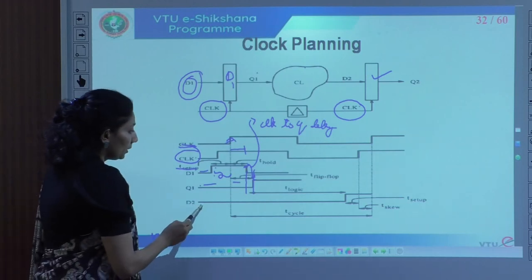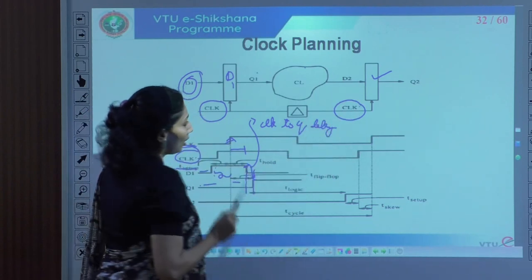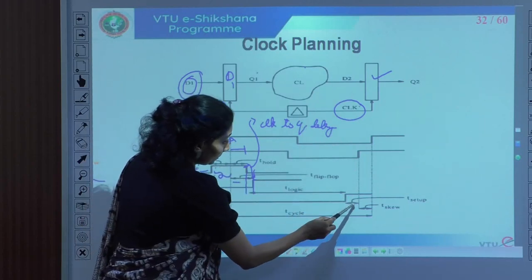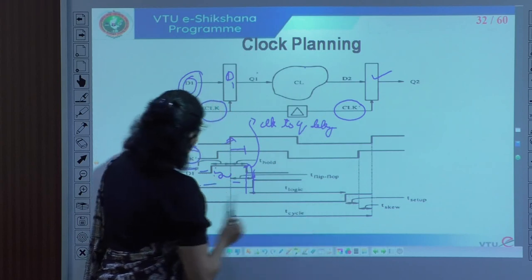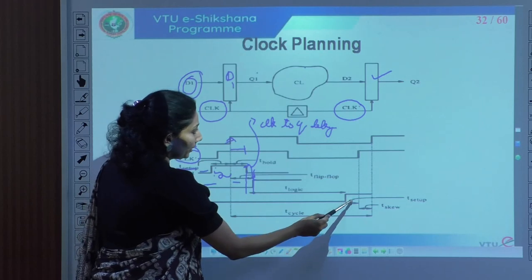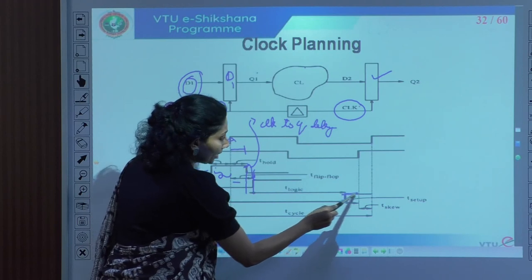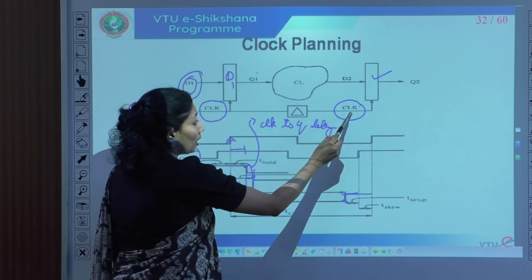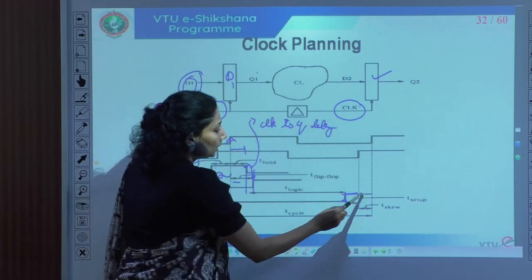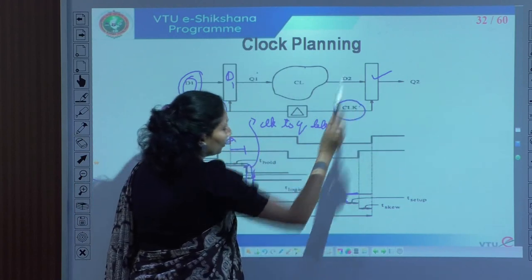Now, D2 should be ready with the data at flip-flop 2 prior to the clock edge. So it is ready with its data because this combinational logic is converting the value, processing it and producing the value somewhere here, and the data is held ready prior to the positive edge at clock bar. So, that covers the setup time. Now, obviously, D2 reads the value.